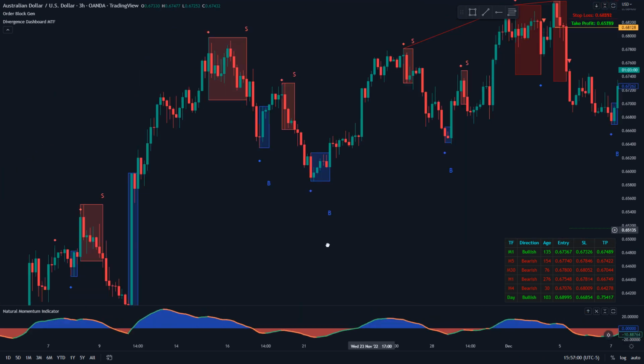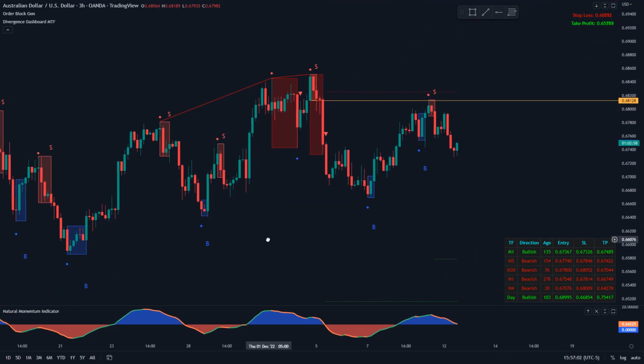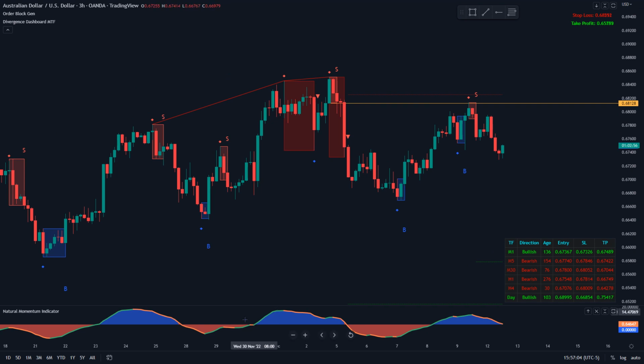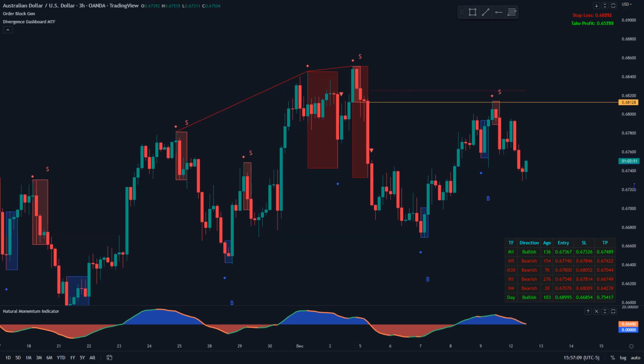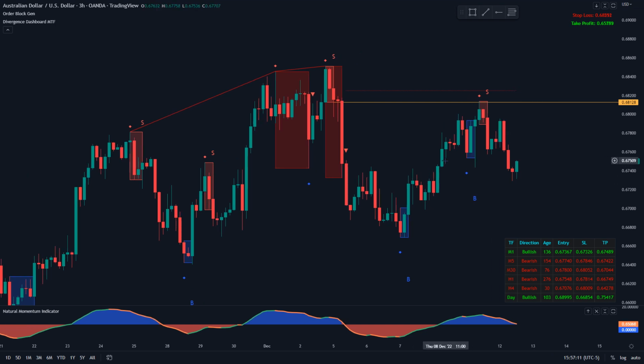But let me jump into a more recent example here. You can see I've got the natural momentum indicator, and I'm going to bring that up in a little bit when we go into a lower time frame. So we can see here this divergence plays out. We've got bearish divergence here. But even with a strong break of structure here, it then takes out this high right here with this candle.